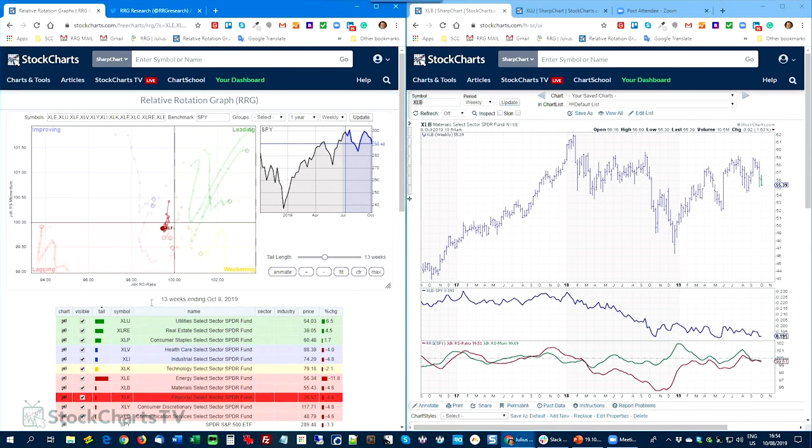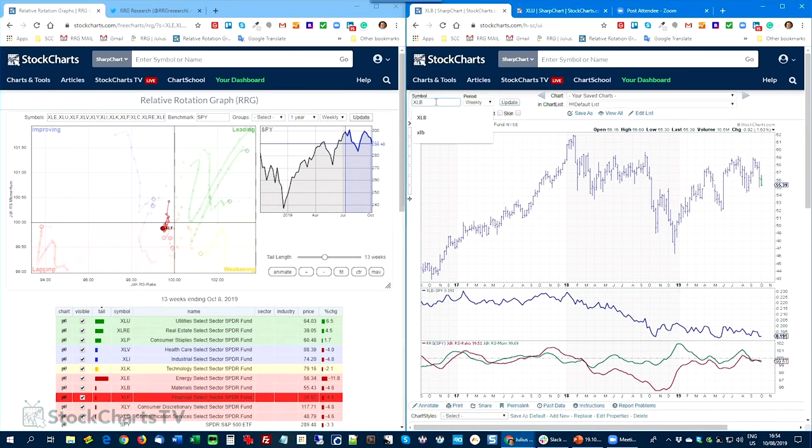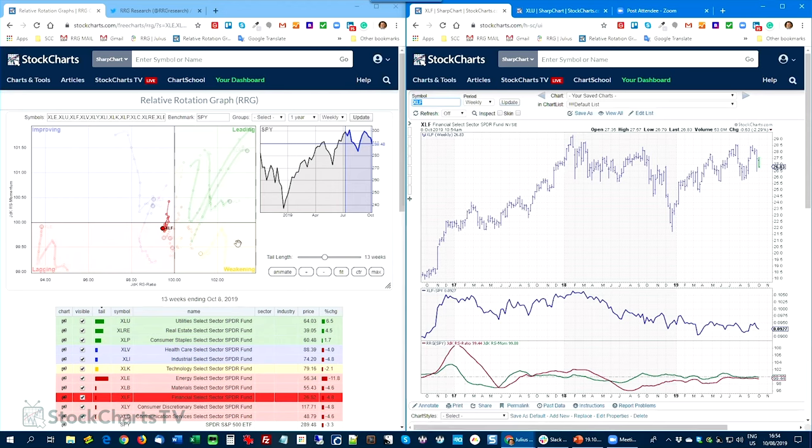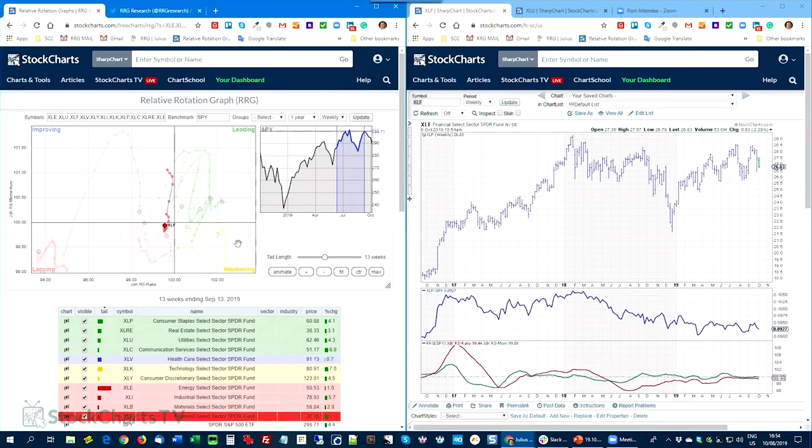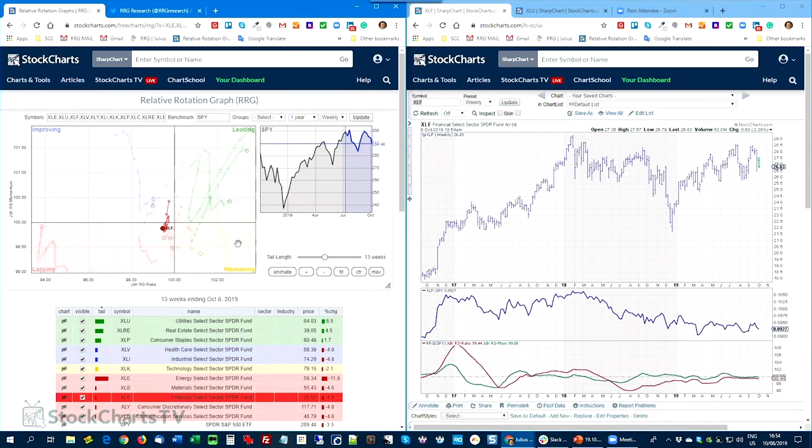Financials, a very important big sector, with a similar quick rotation taking place over the last few weeks. Let's scroll through that. We have it weakening, going up, and then look at that weird rotation that we had here.